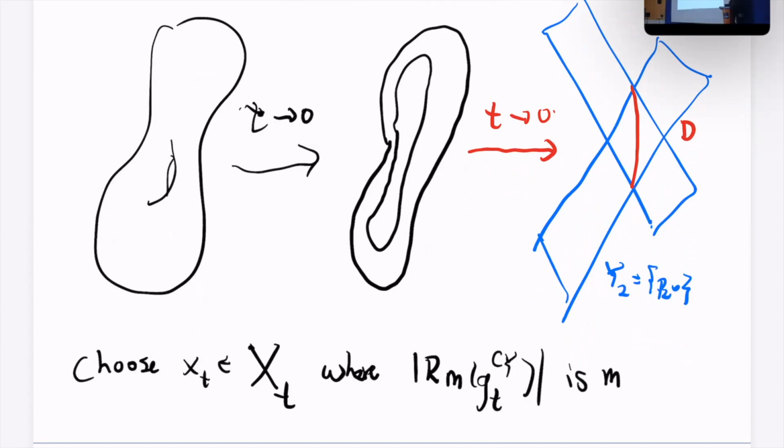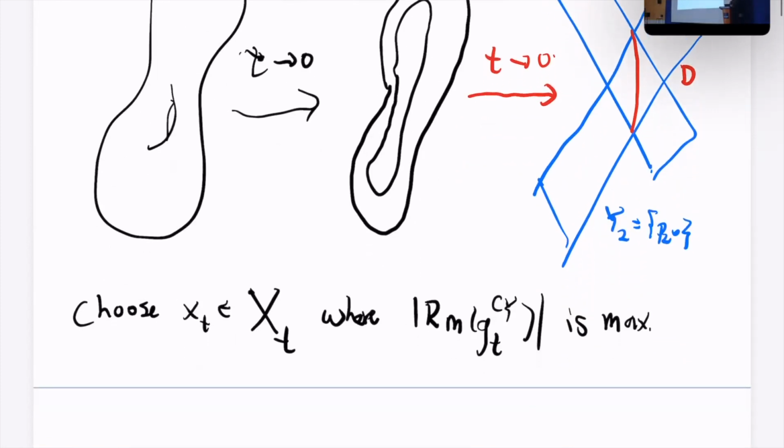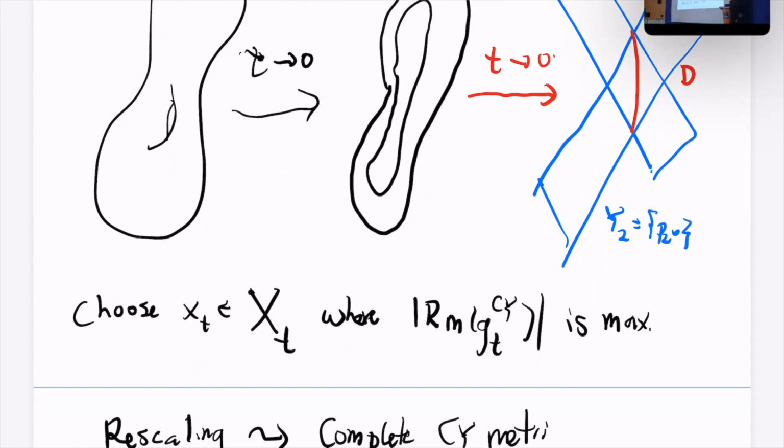And then you can rescale around those points so that the curvature is 1, and then you can take a limit. So zooming in around these points, you get a sequence, and it will converge in a very nice sense. So rescaling it and taking limits, you obtain complete Calabi-Yau metrics, which in this case will in general be collapsed. They will not have Euclidean volume growth.